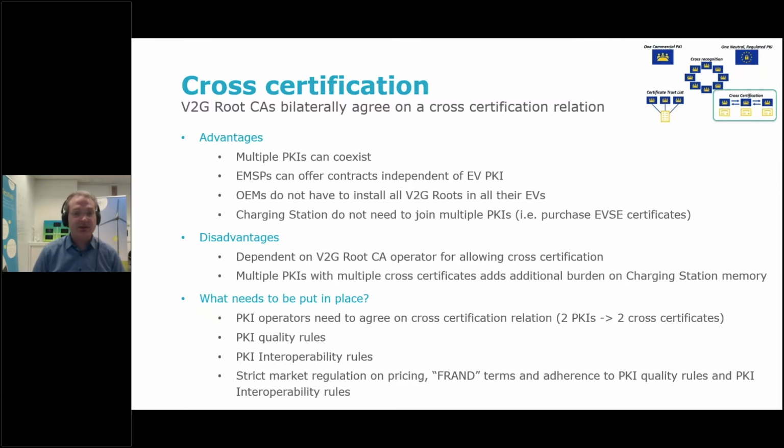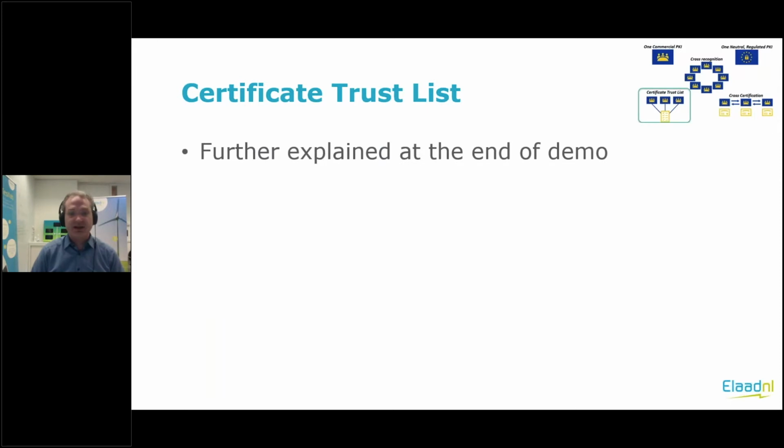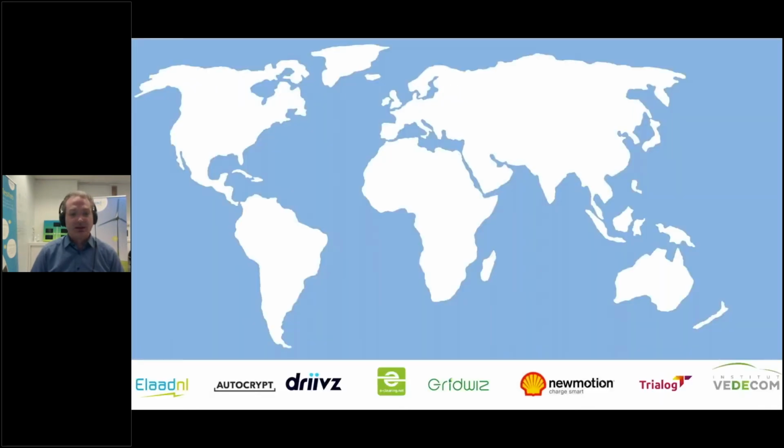And finally, we have an option called certificate trust list. We have a separate presentation at the end of the demo, so Joma will go more in depth on the certificate trust list. I will skip this for now. So now we're going to the demonstration part.